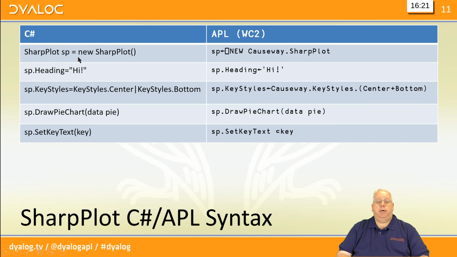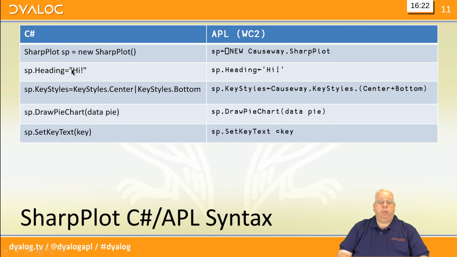First of all, where you see it creating a new SharpPlot object, we just use quad new and then prefix it with causeway, which is the namespace that contains the SharpPlot code. And now in my server or WC2, the hooks that we have built in don't require you to create the new SharpPlot instance. You just use the SharpPlot new function.